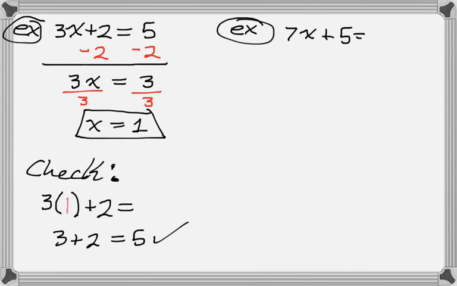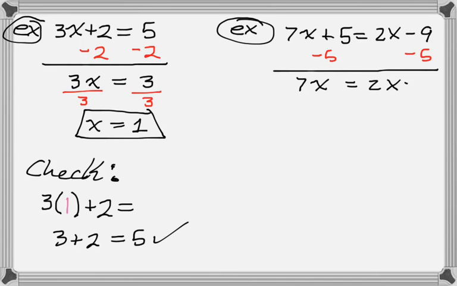That'll be 7x plus 5 equals 2x minus 9. Now what I need to do is get all the x's on one side, all the constants on the other side, and then I'll solve. So let's see what we can do first. First thing, I am going to subtract 5 from both sides. So here we go. I end up with 7x equals 2x minus 14.